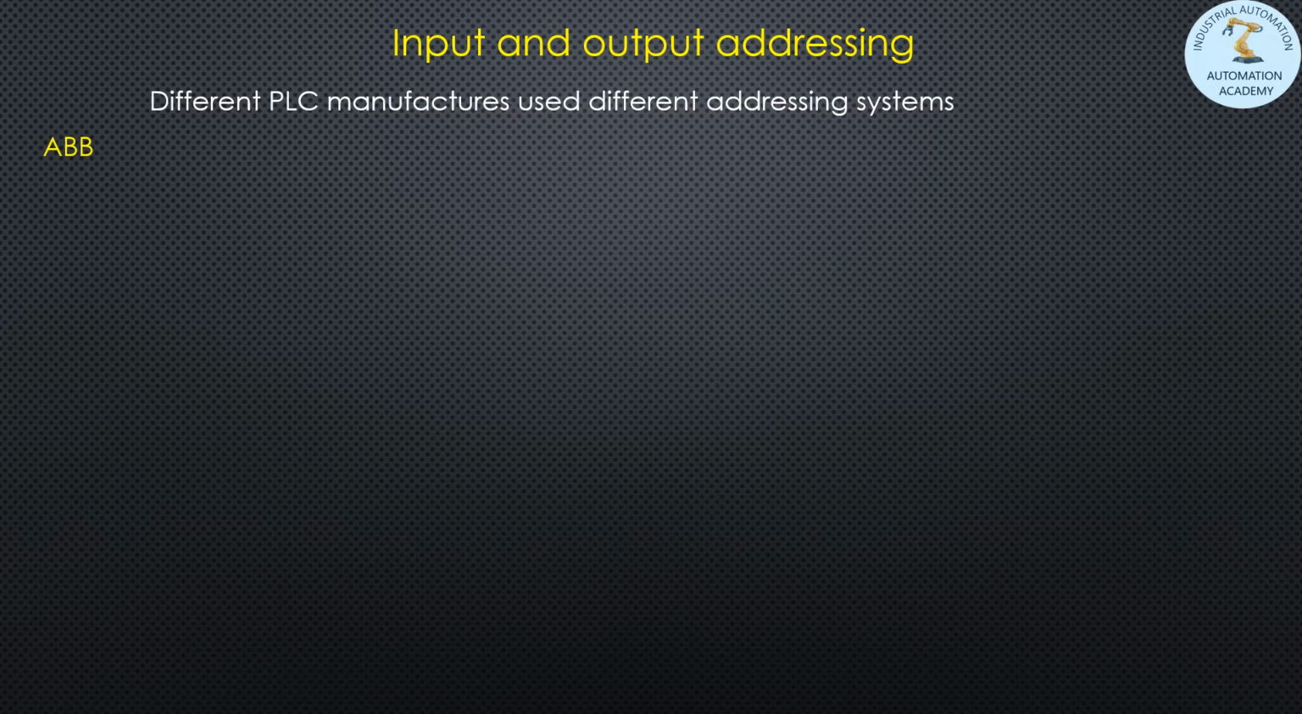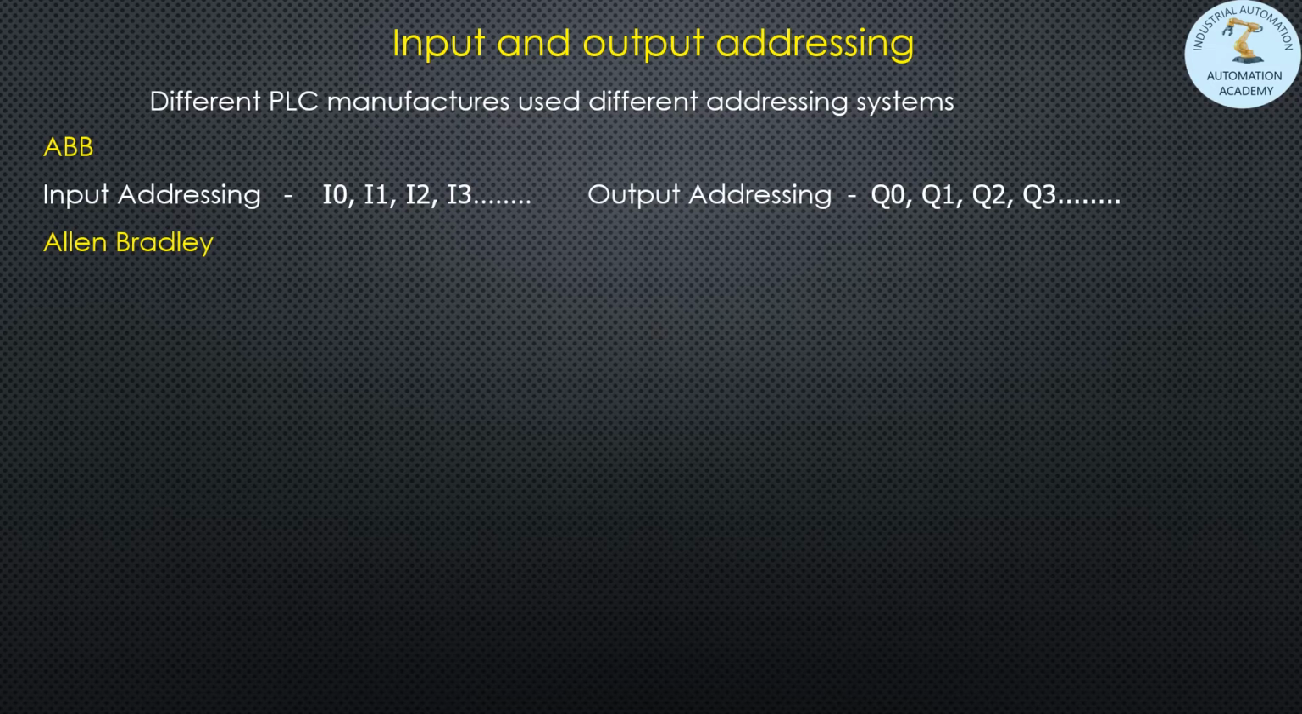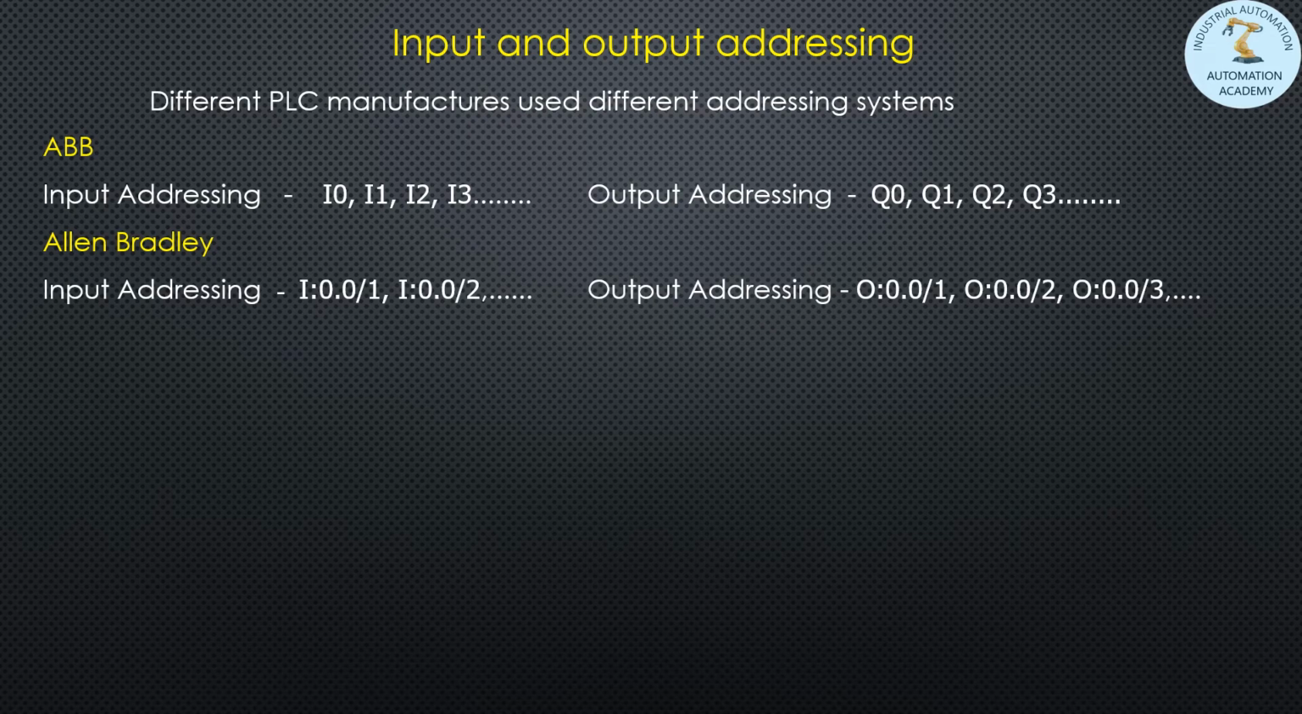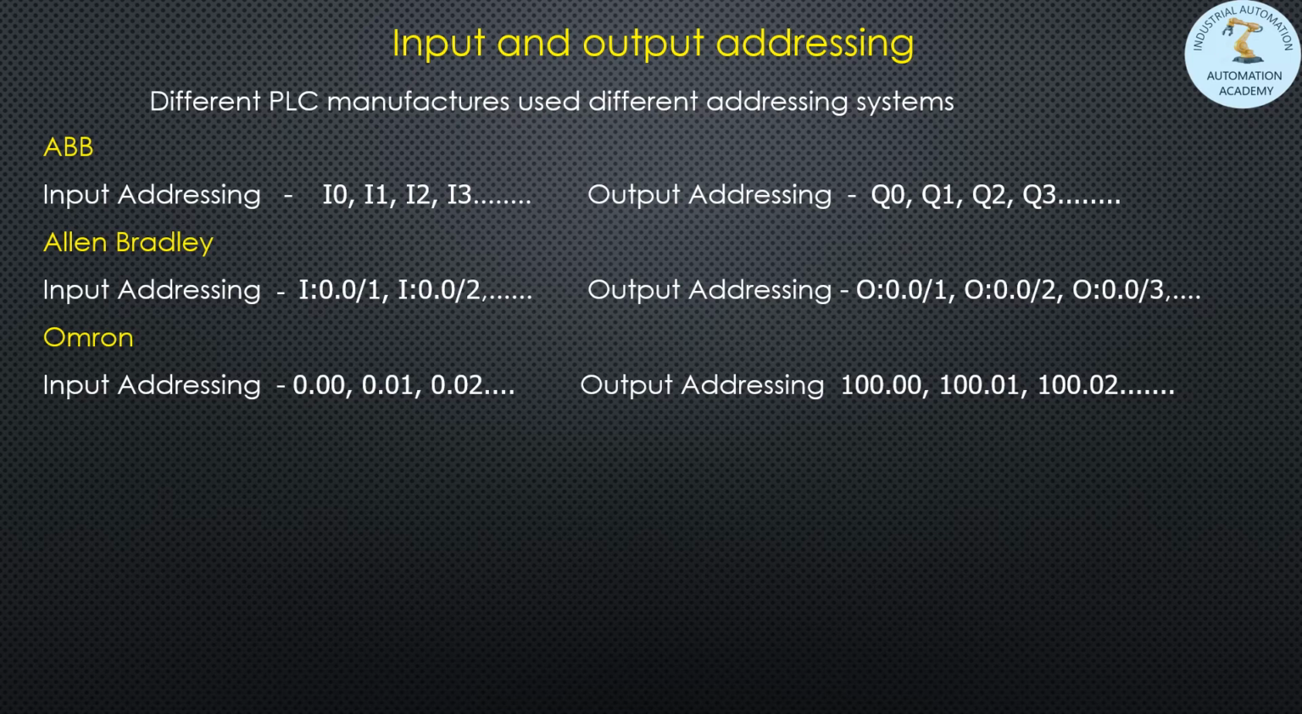ABB used numbering system with I0, I1, I2, and so on for input addressing, and for output addressing Q0, Q1, Q2, and so on. Allen Bradley used numbering system I0.0/1, I0.0/2 and so on for input addressing, and for output addressing, O0.0/1, O0.0/2, and so on.